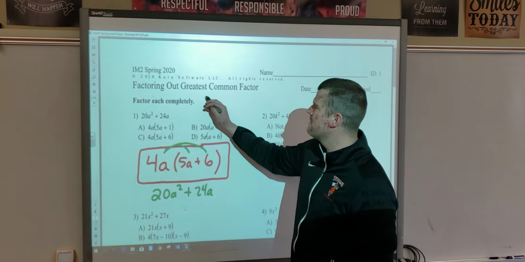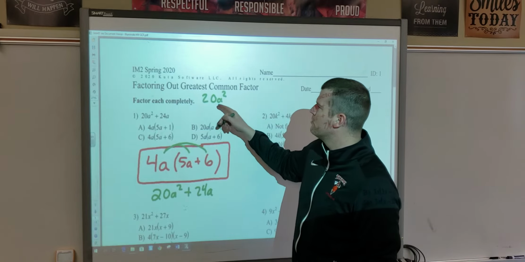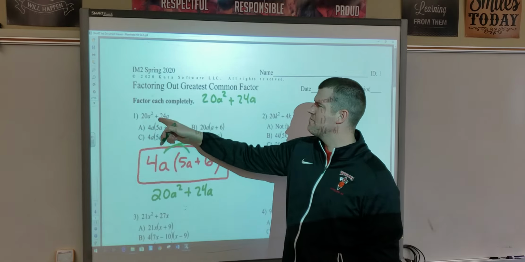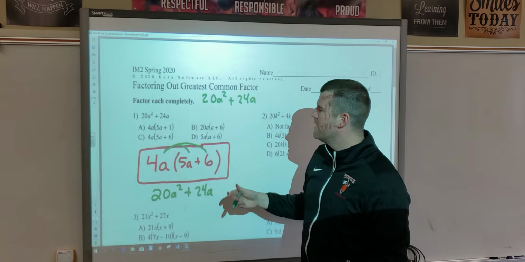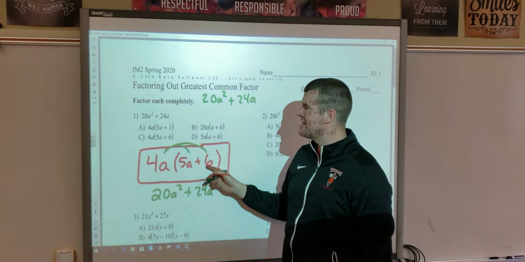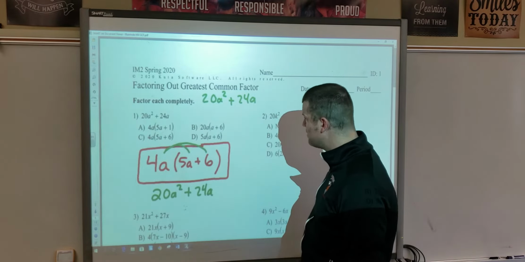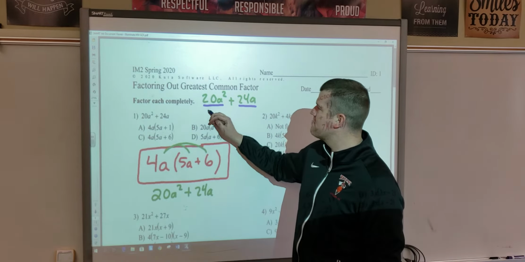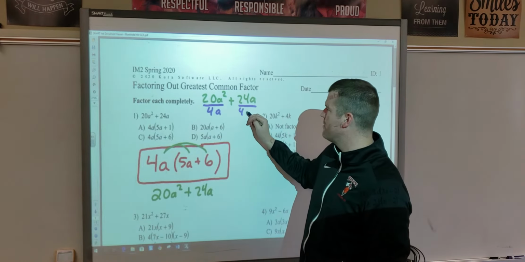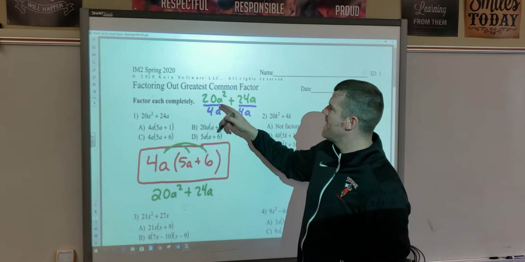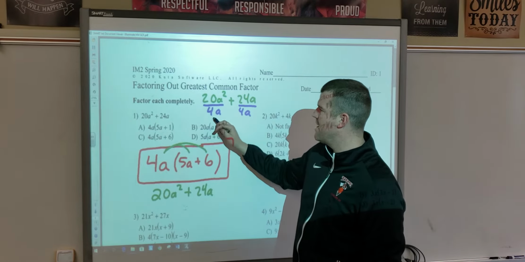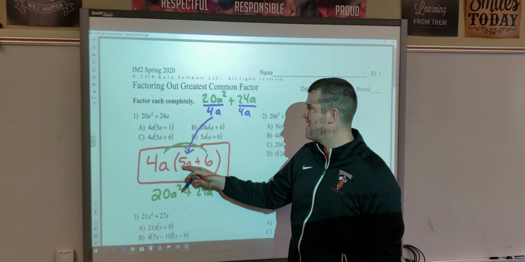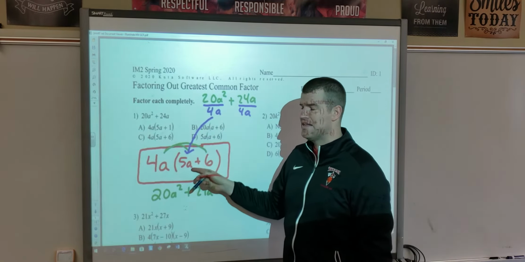Depending on your teacher, they might also have you write the problem out. So if I go back to the original problem, 20a squared plus 24a, another way to find out what's going to go in your parentheses is you simply divide each of these original terms by your GCF. So I can divide by 4a, divide by 4a. And if I do that, 20a squared divided by 4a is 5a. So you can do 20 divided by 4 to get 5. And then a squared divided by a is a.